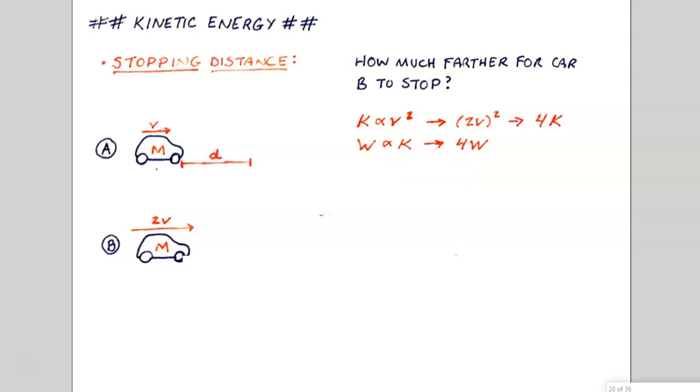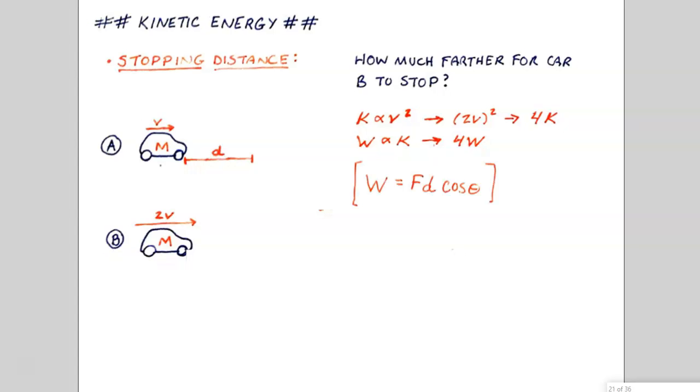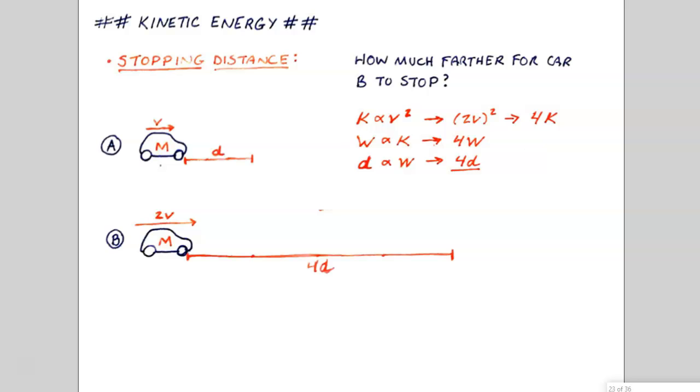We can see that the amount of work is proportional to kinetic energy. So if car B has 4 times the kinetic energy, it's going to require 4 times as much work to be done to bring it to a stop. What's the relationship between work and the distance? We're assuming the same frictional force is acting on both cars, so we can see that the work is directly proportional to the distance. So car B will take 4 times as far to come to a stop.